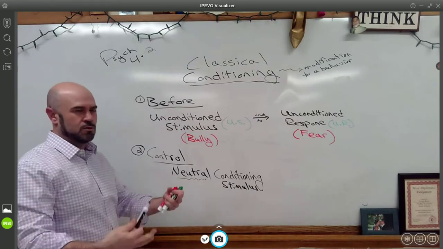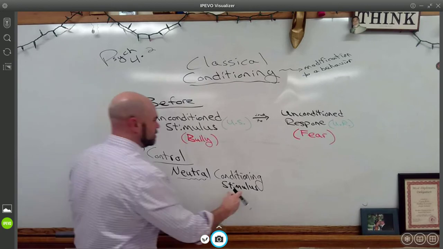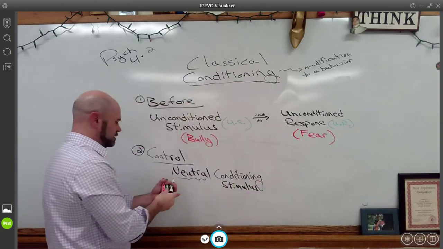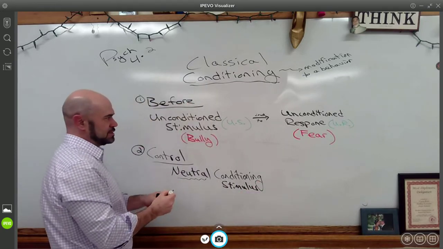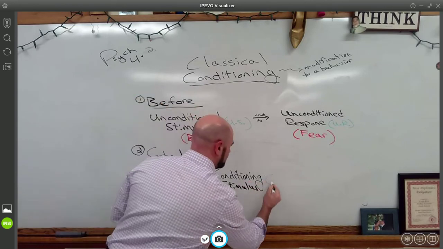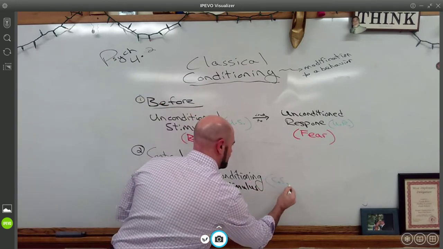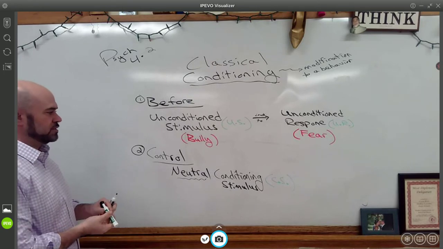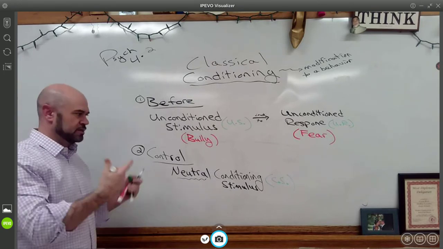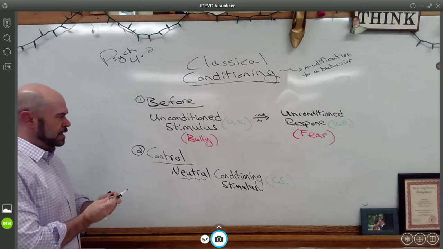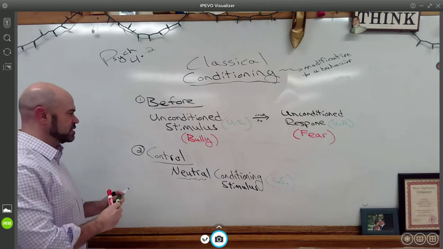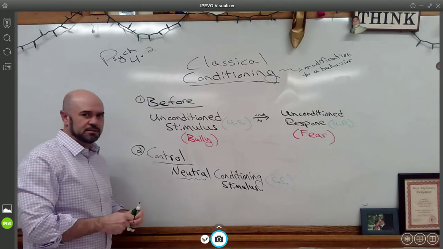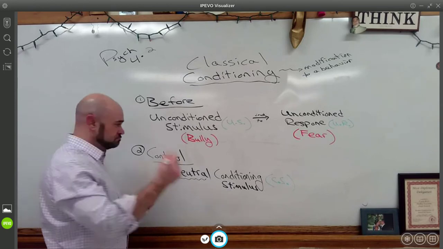It would be neutral, it wouldn't normally have any effect. And we are going to label this conditioning stimulus in green. We're going to call this the CS, because we're eventually getting to a math equation here. This is the conditioning stimulus, or the neutral stimulus, or the controlled stimulus. You could probably refer to it any which way. And what we're going to introduce as a neutral conditioning stimulus is school.